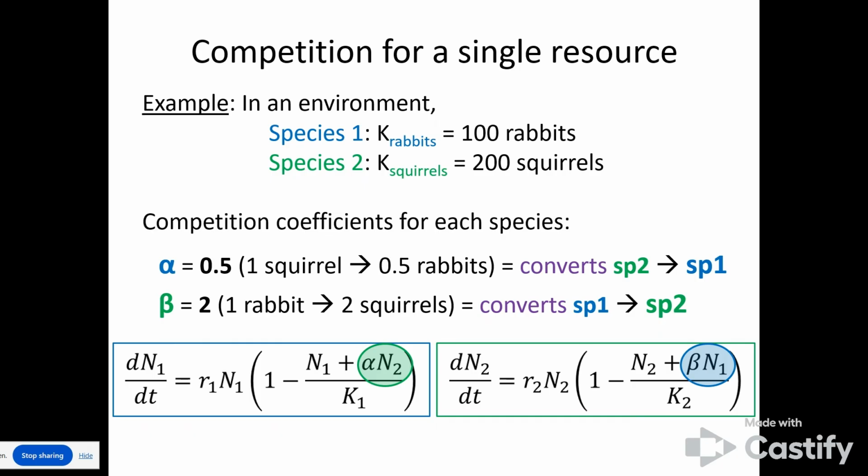Okay, so those are the equations, and from this, we're going to be able to create a figure that will allow us to predict the outcomes of competitive interactions.